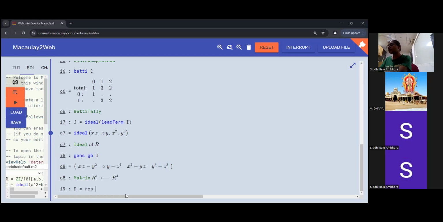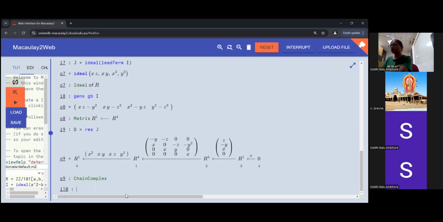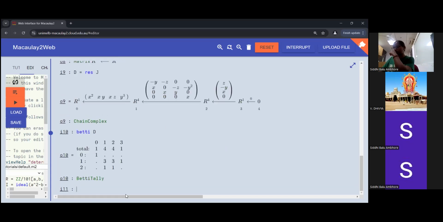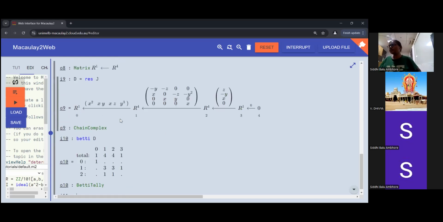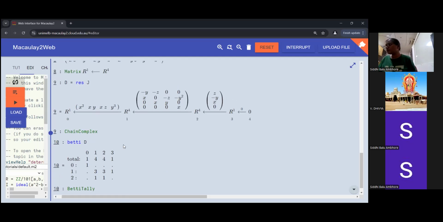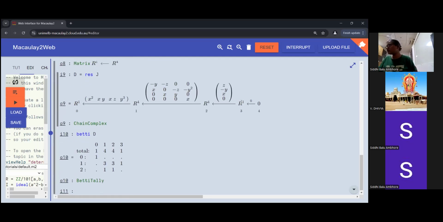So now what I want to do is, let D be the resolution of J. And now I want to find this Betti of D, that is the resolution of J. It is entirely this thing. And now see this. Here we have these four components. The R3 has R3 itself. So again, the 0, 0 component is always 1. In R1, degree 2 components are 3.